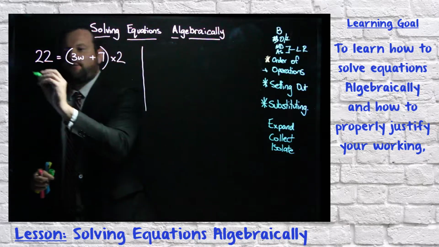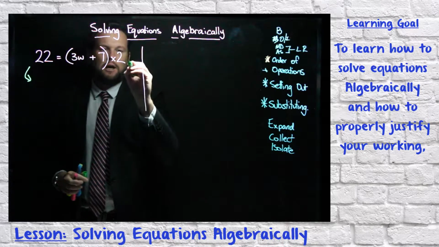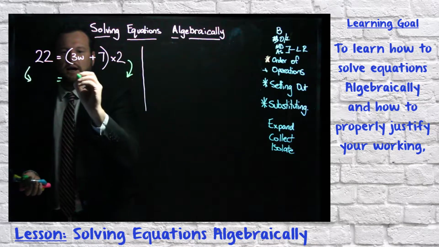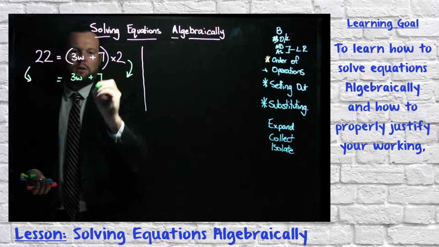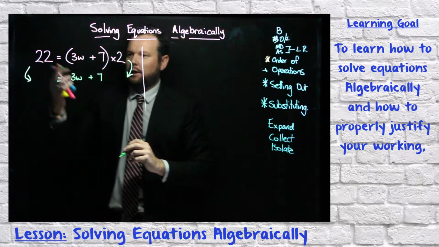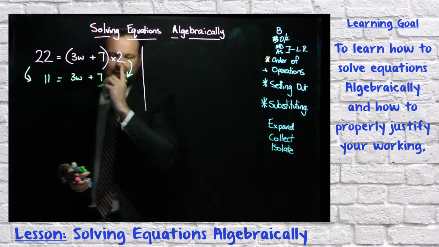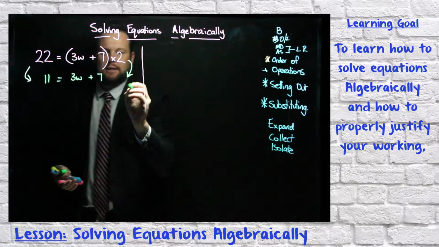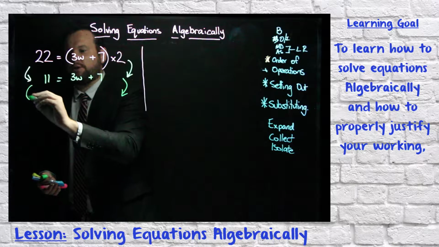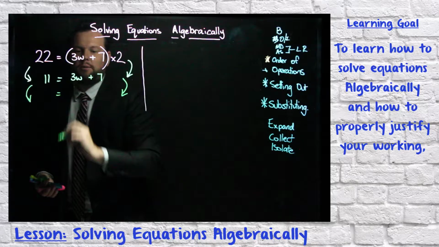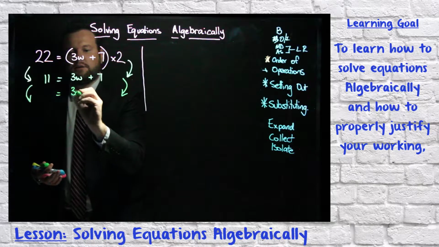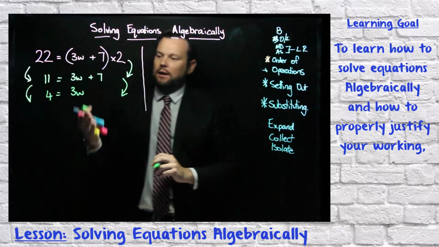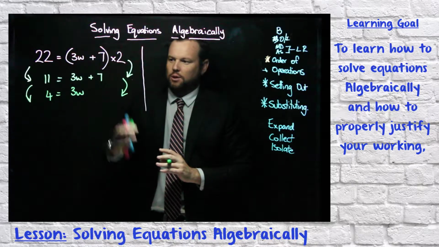So if I want to get rid of times by 2, I need to do the opposite, and the opposite to times by 2 is divide. Okay, so I'm going to divide this side by 2, which gets rid of the times by 2, and then I'm going to divide this side by 2, which does the same for me there as well. So next step is I need to get rid of the plus 7, to both sides. And in order to get rid of plus 7, I take away 7. Okay, so 11 take away 7 gives me 4. And then I'm left with this question here.